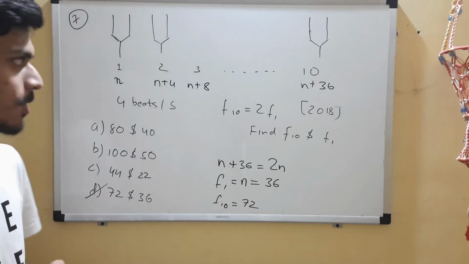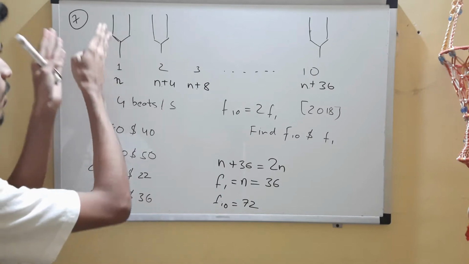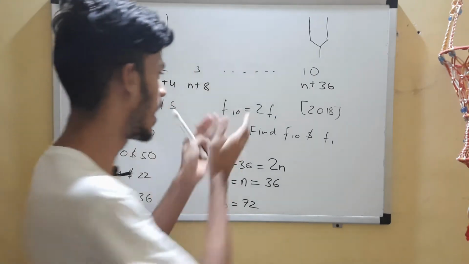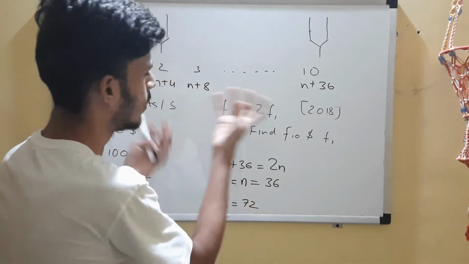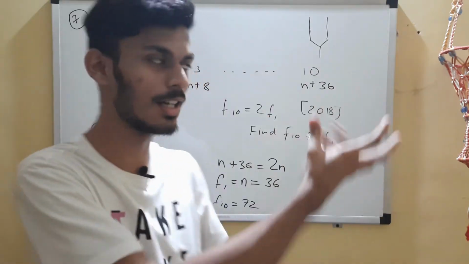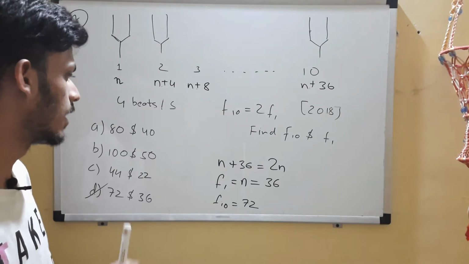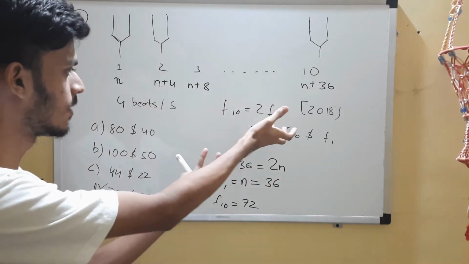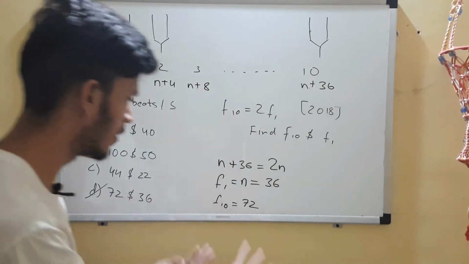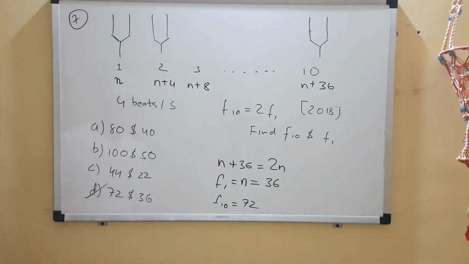Is the correct choice. Okay, I hope the approach is clear. We just found out the pattern. We considered the frequency of 1 to be n, and then plus 4, plus 8, plus 36, plus or minus actually, and then we noticed that the frequency was increasing, right? The frequency of the 10th one was bigger, so we only considered the positive sign. Then we just substituted the values using this relation, and found the value of n. So simple, right? Let's move to the next question now.